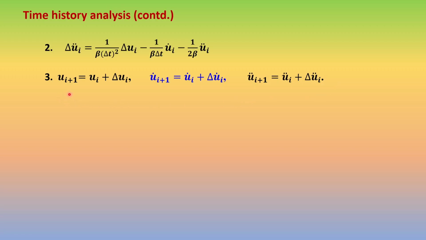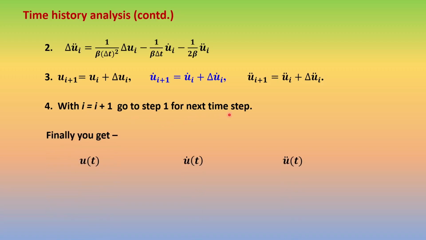So now, from the knowledge of the previous time step, we have found out the response parameters, displacement, velocity, and acceleration for the next time step. Now set i equal to i plus 1, that is, increase the time step number and go to step 1 and repeat the whole process again. If you repeat all this process, you see here the displacement in different time steps, velocity in different time steps, and acceleration in different time steps. So you get the histories.